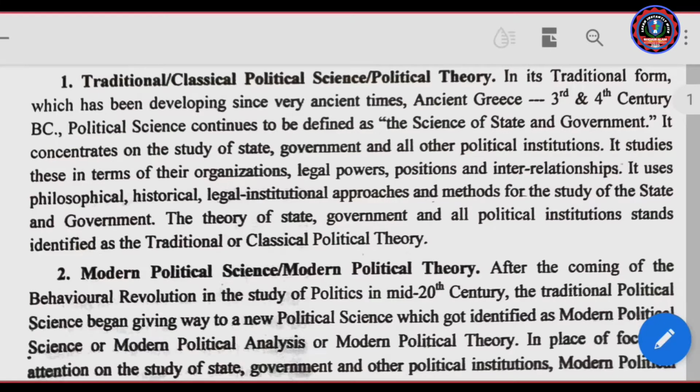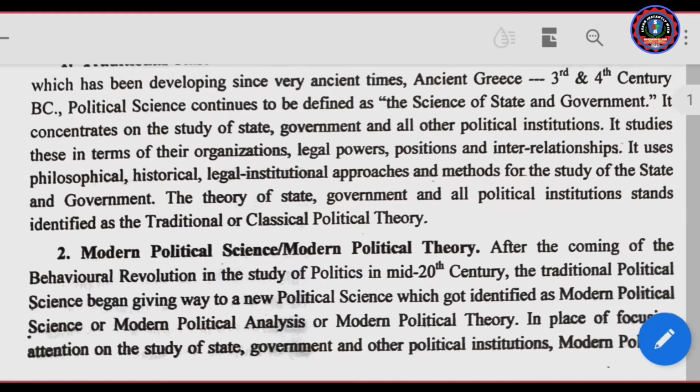You can see here that in its traditional form, which has been developing since the very ancient times of Greece, that is from the 3rd and 4th century, political science continues to be defined as the science of state and government. So during the classical times, whoever defined political science defined it as the study of state and government. Mostly political science concentrates on the study of state, government, and all other political institutions. The study of state, government, and all the political institutions are studied within the ambit of political science.